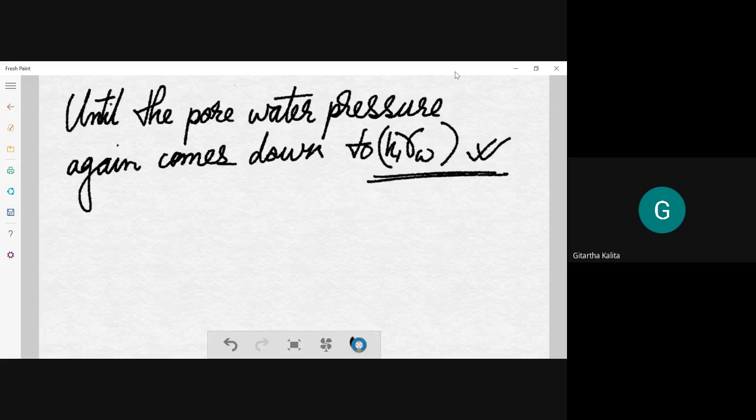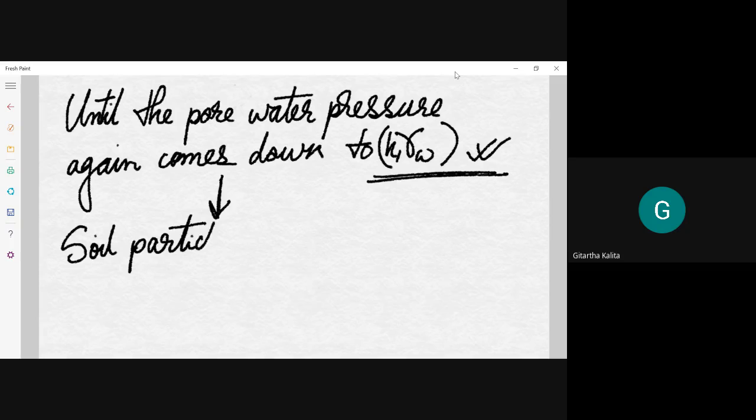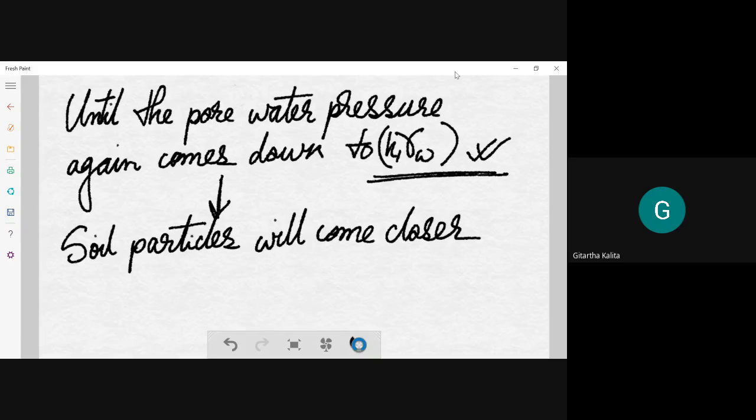And when the water starts moving out, what will happen? The volume will decrease. When the water is moving out, soil particles will come closer. So there will be volume change.